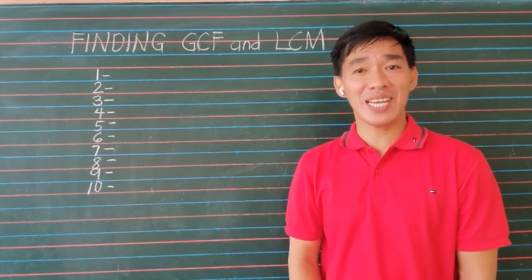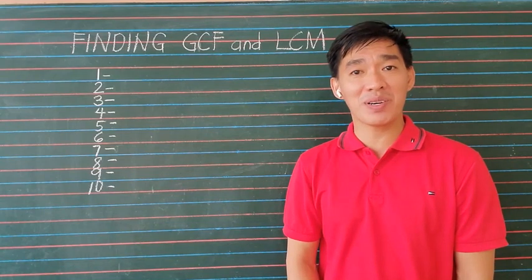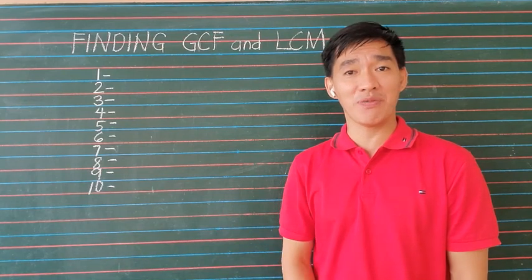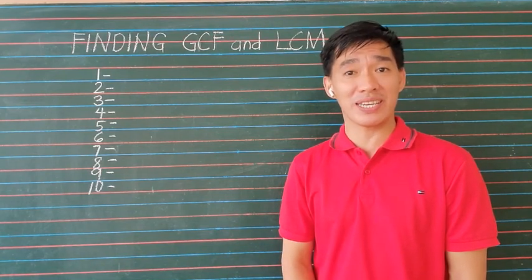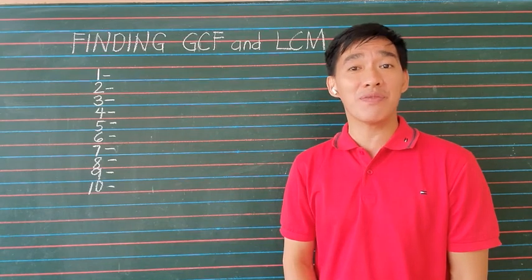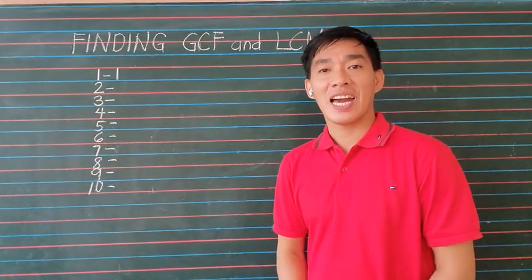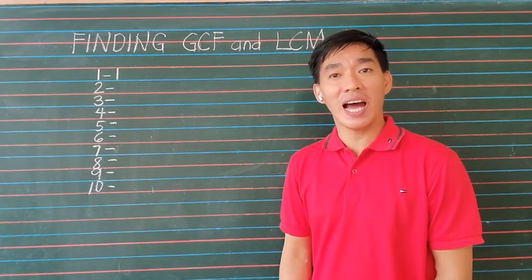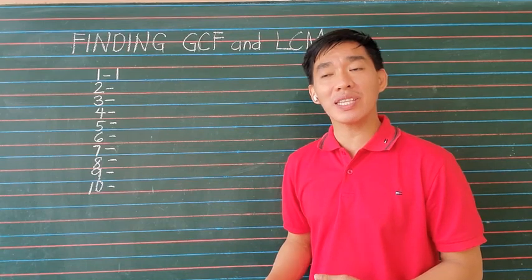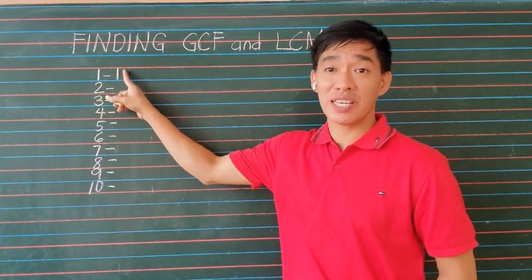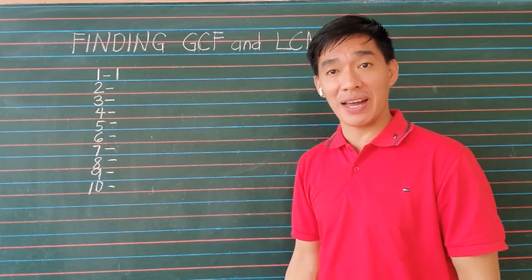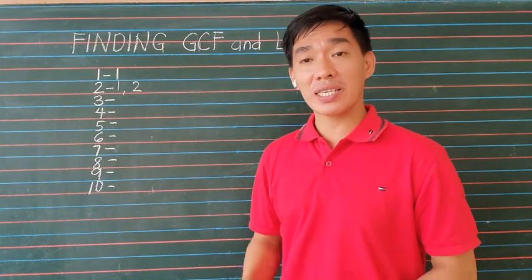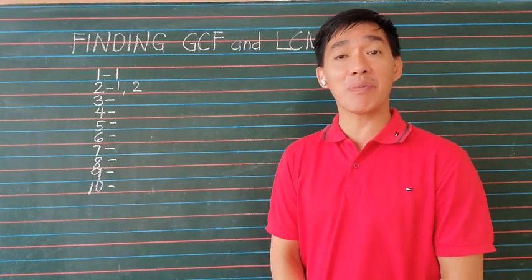So now, let us identify what are the prime numbers and composite numbers from 1 up to 10. But before we could identify if a number is prime or composite, we need to know first what are the factors of the following numbers. When we say factors, these are the numbers we are multiplying. Now, what are the numbers that we need to multiply to give a product of 1? And of course, that's only 1. 1 times 1 is equal to 1. How about for 2? Of course, that's 1 and 2. Because if you multiply 1 and 2, it will give a product of 2.